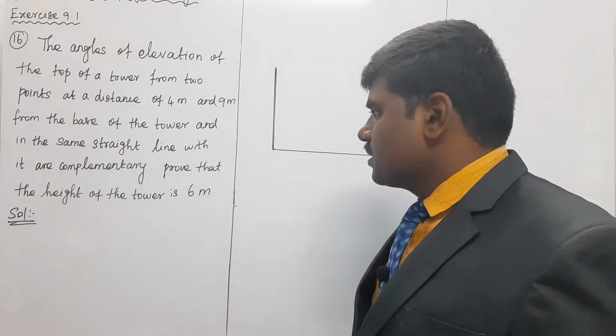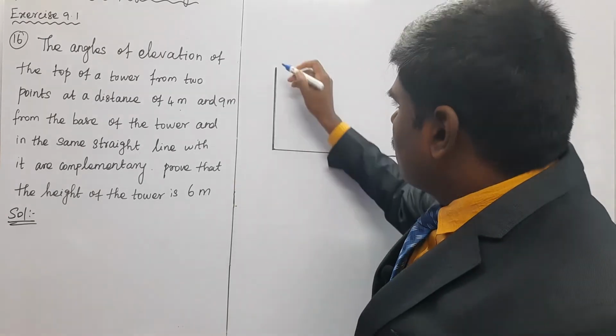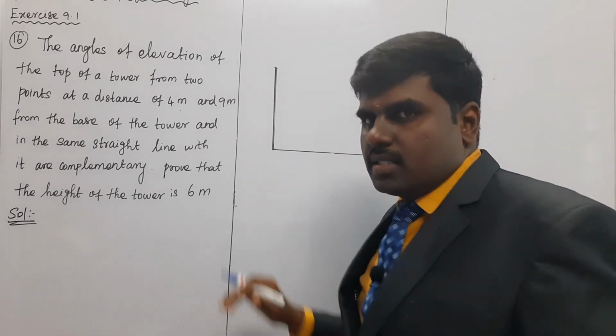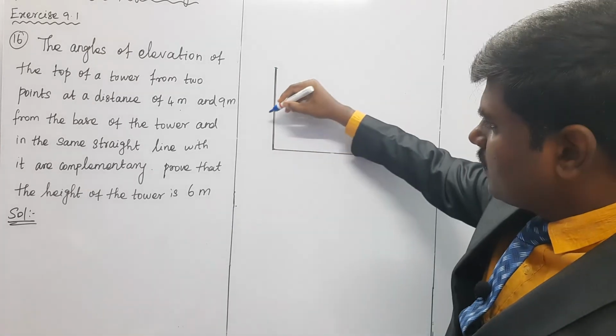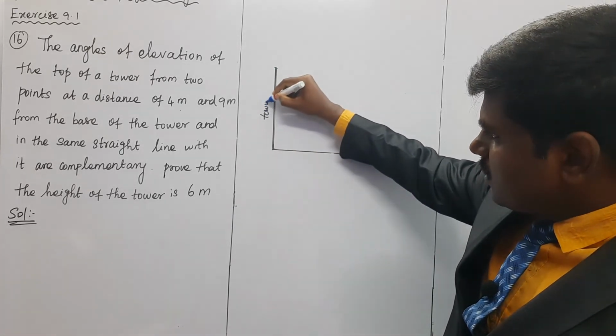What does it mean? Consider one tower. Consider this a ground surface. Assume the ground surface, and here consider one tower. It's clear, the tower. Consider it as a vertical tower.